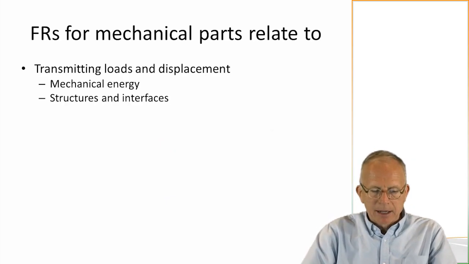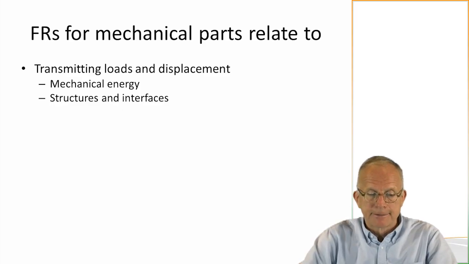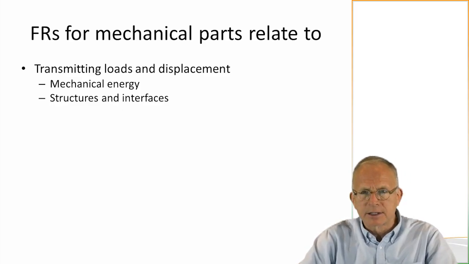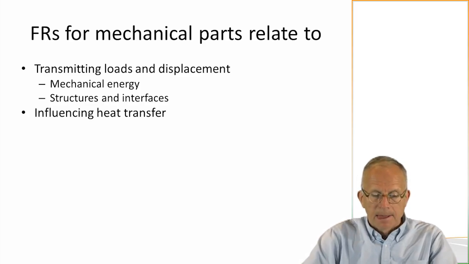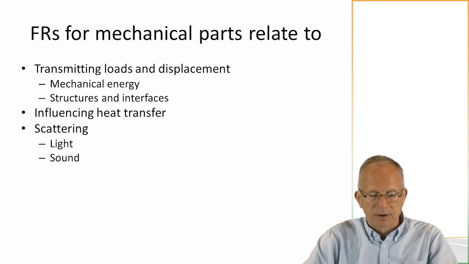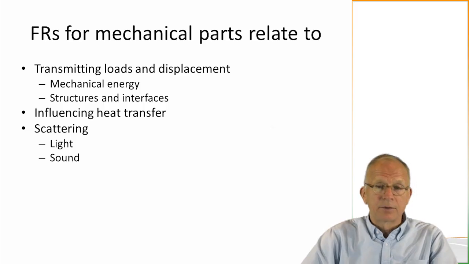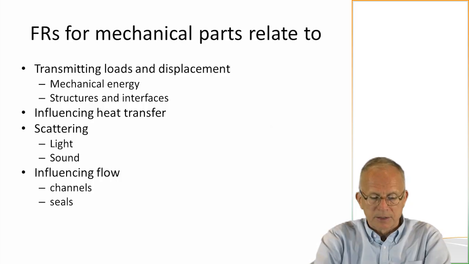So the FRs for mechanical parts usually relate to transmitting loads and displacements, mechanical energy, and consist of different kinds of structures that can transmit load through the structure, and then interfaces that transmit loads between the structures. They might also influence heat transfer, as mechanical engineering includes heat transfer. Scattering: sometimes you want to scatter or not scatter, reflect spectrally light and sound. So those are other possibilities.